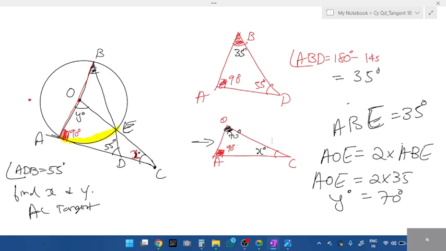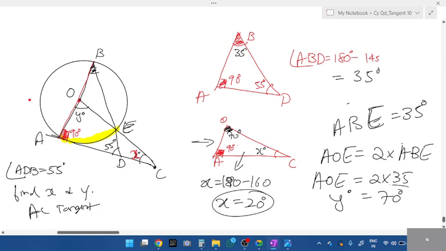Equation of a straight line. Construction of the final chapter last. 19b last question. Y is equal to 70 is correct. What is x, students? What is x in this? If you apply the sum of interior angles, 180 minus 160, X is equal to 20 degrees. Is it clear? All of you understood? The answer is correct.